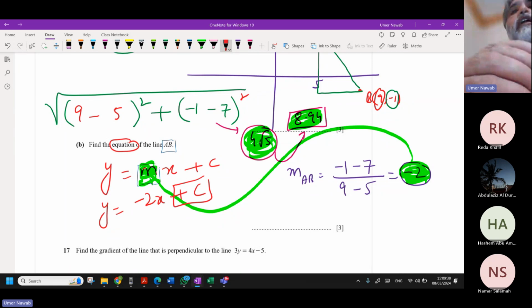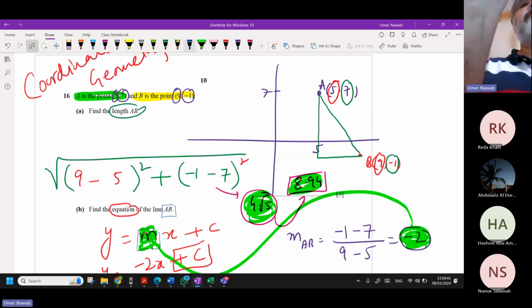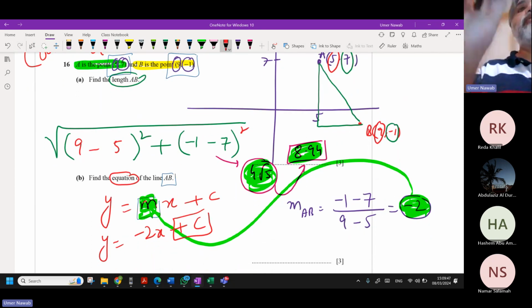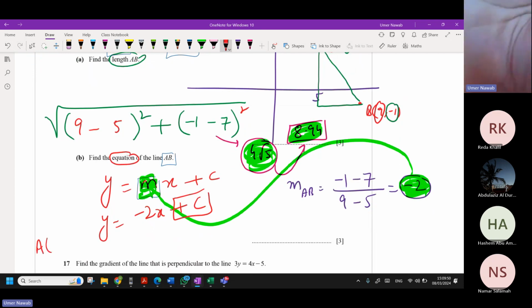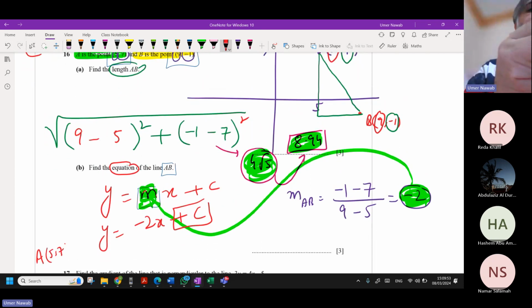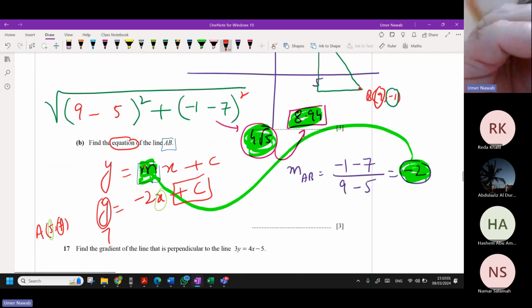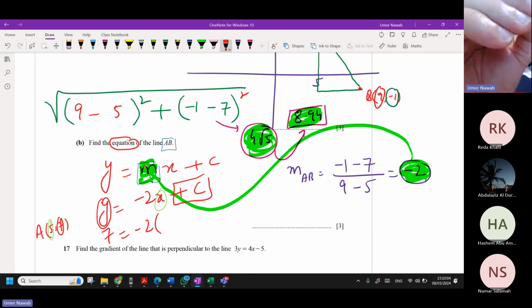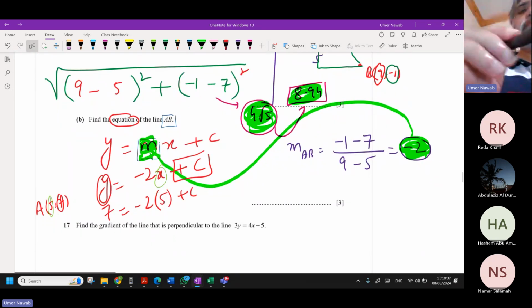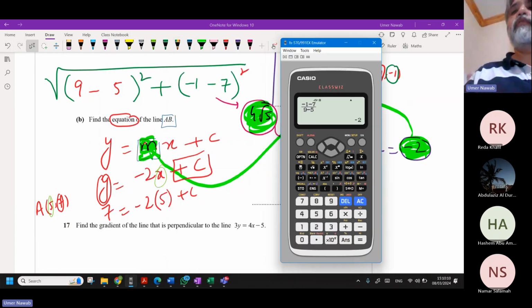Now my next job is to find the value of c. For this, I can use any of the points. I can use A point or I can use B point in the place of x and y. So I'm going to use A point, guys. So what is my A point? My A point is 5 and 7. In the place of x, I'm going to substitute 5, and in the place of y, I'm going to substitute 7. So 7 = -2, bracket open, in the place of x I put 5, + c. Now, I can use equation solver to solve it for c, but I will do it manually also. I'm writing 7 = and then -2, bracket open, 5, and bracket close, plus c.